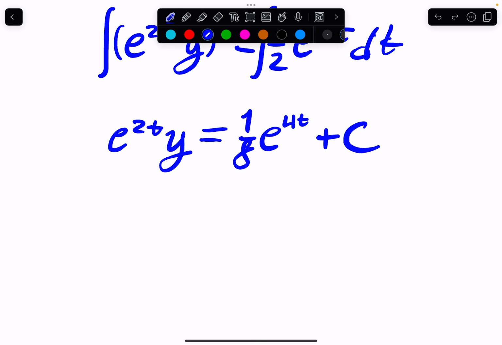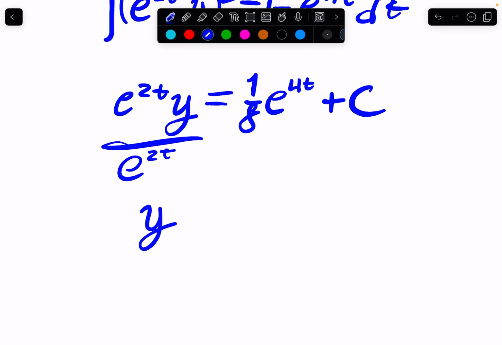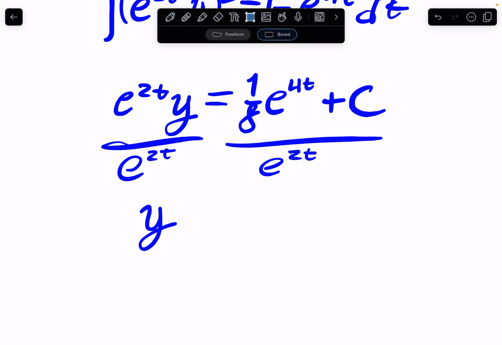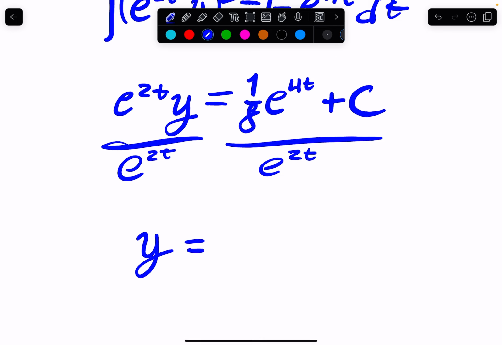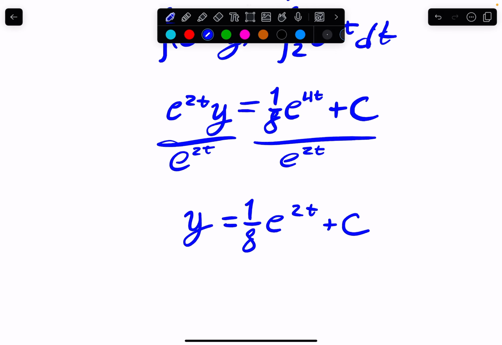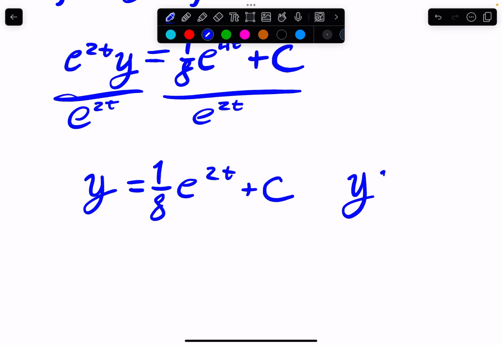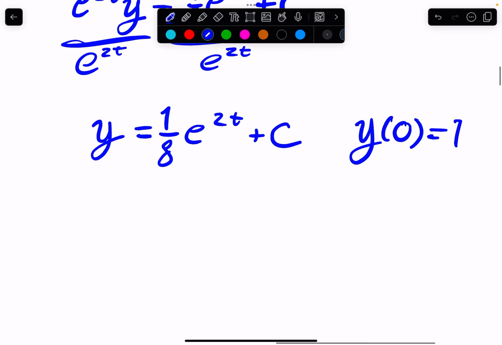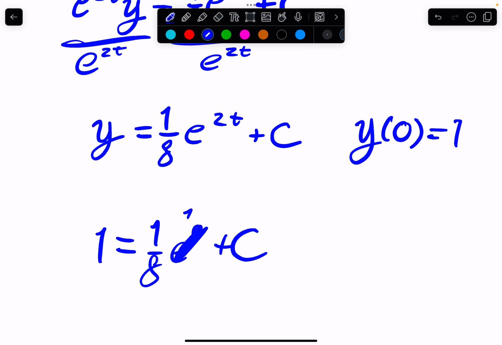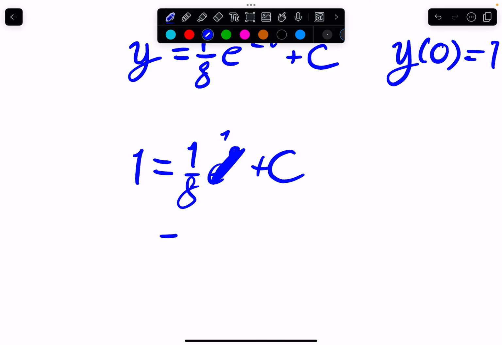Now all we need to do is divide by e to the 2t on both sides. We don't need to do anything special to the constant because, as we know, it'll still just be a constant. So when we do that, we have y equals 1/8 e to the 2t plus c, for y of 0 equals 1. I already worked that out. You know how to solve it: 1 equals 1/8 e to the 0, which is just 1, plus c. And so c can only be 7/8.